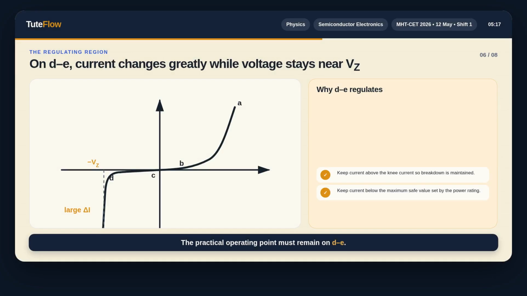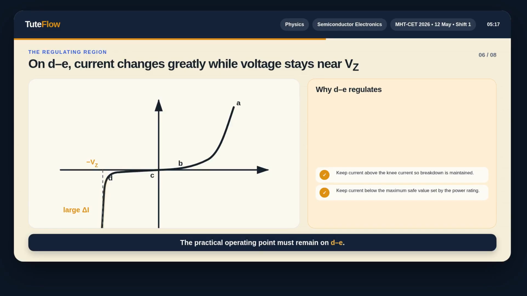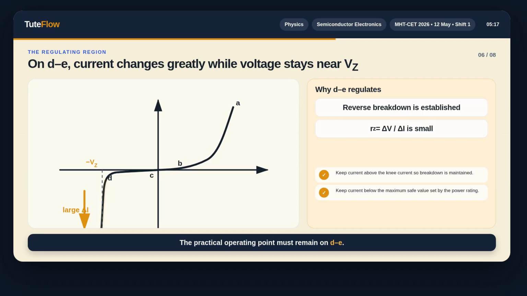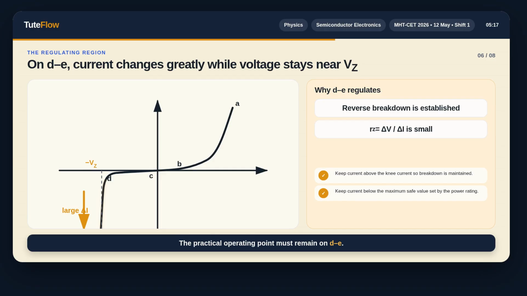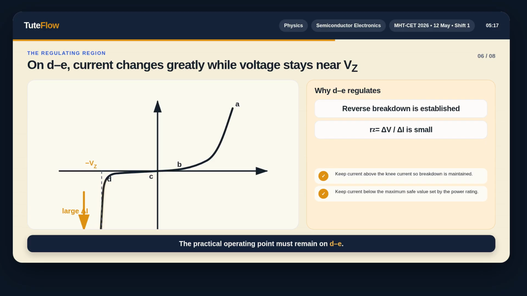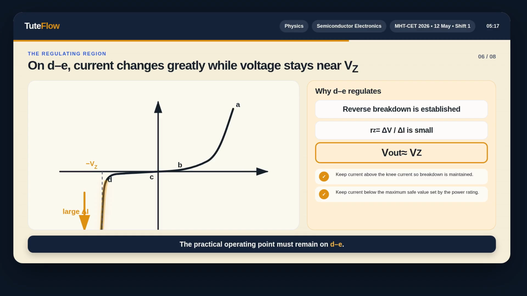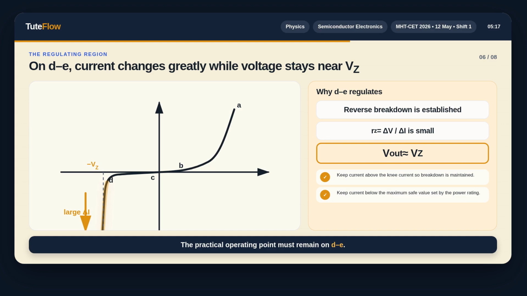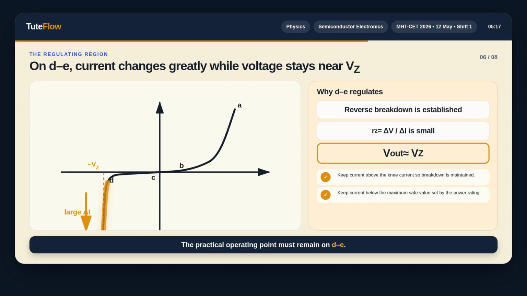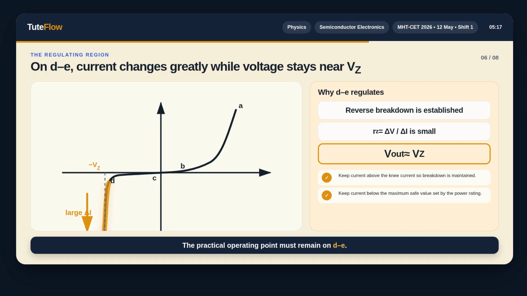The key portion is DE. After the Zener voltage is reached, reverse current can change over a wide range while the voltage across the diode changes only slightly. Graphically, DE is almost vertical. Mathematically, its small slope in the voltage versus current sense gives a low dynamic resistance. Therefore, the diode can maintain Vout approximately equal to Vz. The current must still remain between the minimum current needed for breakdown and the maximum safe current set by the power rating.